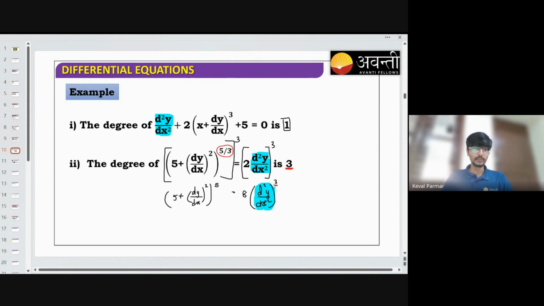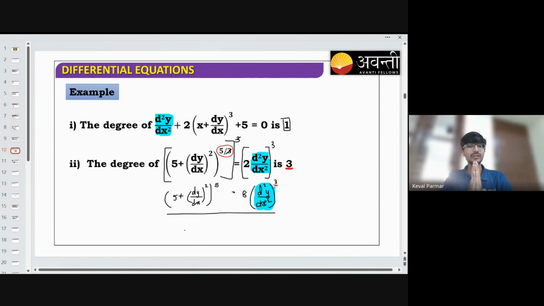So the 1/3 and the 3 will get cancelled. What will remain here? 5. And this will be the whole cube. If you can see now, is there a fractional power in this equation, the one I wrote below? No. If there is no fractional power, that means I can now find the degree.